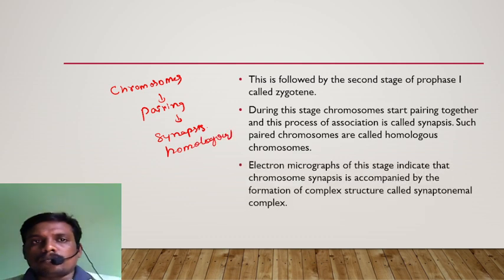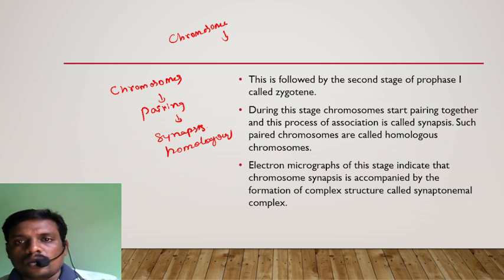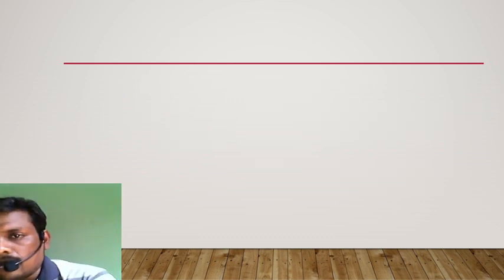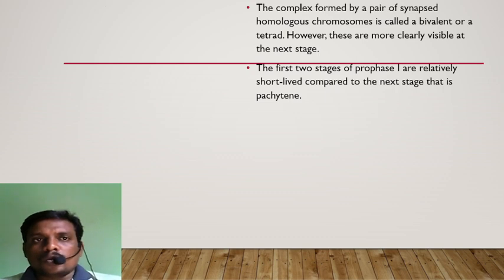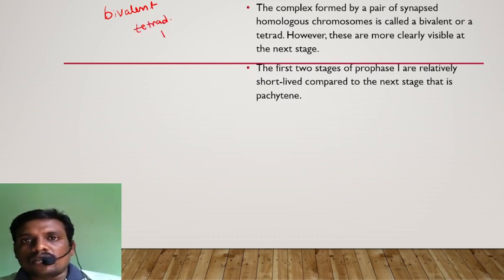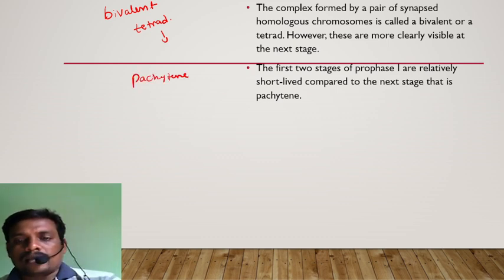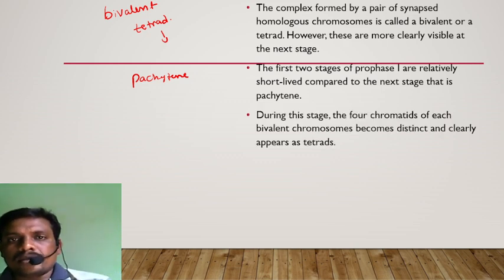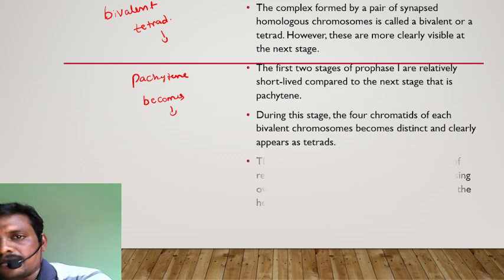Now electron micrographs of this stage indicate chromosome synapsis is accompanied by formation of a complex structure called the synaptonemal complex. The complex formed by a pair of synapsed homologous chromosomes is called a bivalent or tetrad. However, these are more clearly visible at the next stage. The first two stages of Prophase I are relatively short-lived compared to the next stage called Pachytene. During this Pachytene stage, the 4 chromatids of each bivalent chromosome become distinct and clearly appear as tetrads.